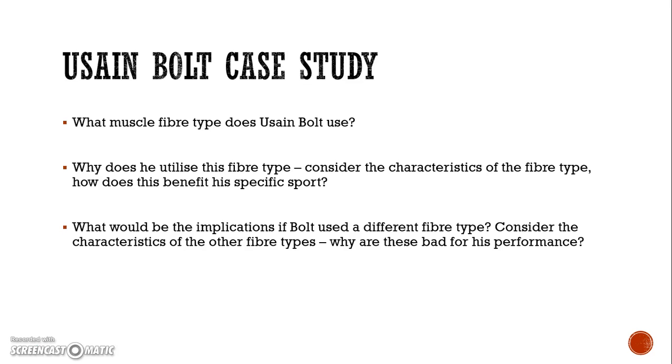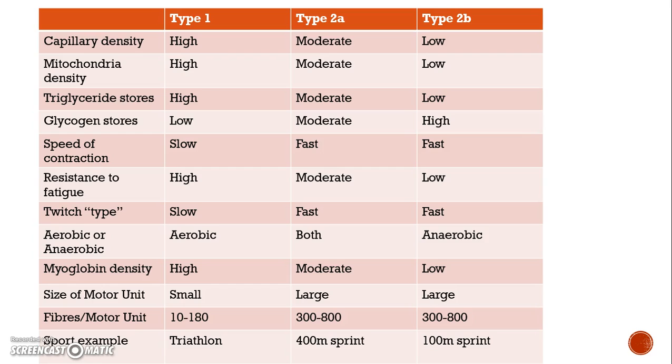Now, what I wanted you to do is consider the characteristics of the fiber type. If you were to look at the table again, I want to know all the things which help his performance. For example, 100 meters is about going as fast as you can, so you need a fast fiber. It has to be a fast twitch type, otherwise it's not going to help. We need big motor units because we need to recruit many muscle fibers, because we want them all firing and contracting as fast and as hard as they can so we can run as fast as we can. Due to that, we need a large motor unit. Speed of contraction, like I said, has to be fast. Otherwise, we're not going to win the race.